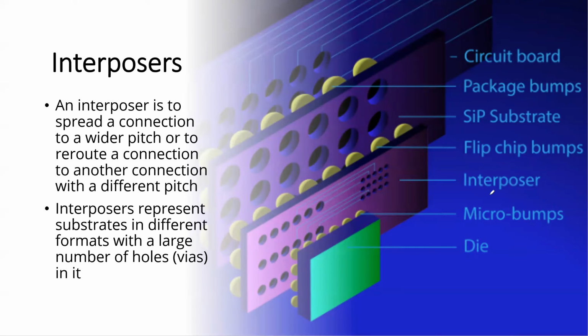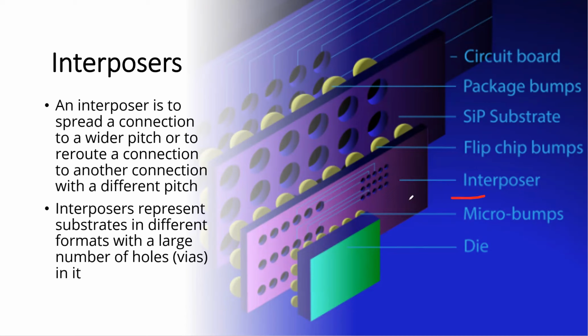The purpose of the interposer is to spread the connection to a wider pitch, to reroute a connection to another connection with a different pitch, from a denser one here to a less dense one beneath the interposer. That's what it's trying to do. And then, of course, you have RDL lines and a lot of holes. You put copper in a hole, and that's how you can talk to the die next to you or to somewhere else.